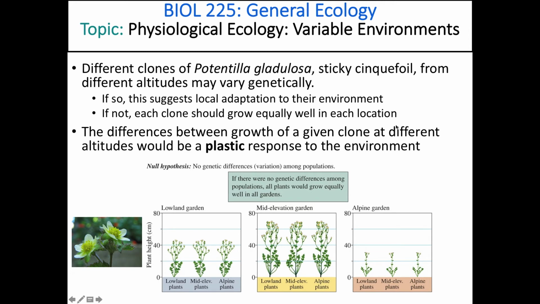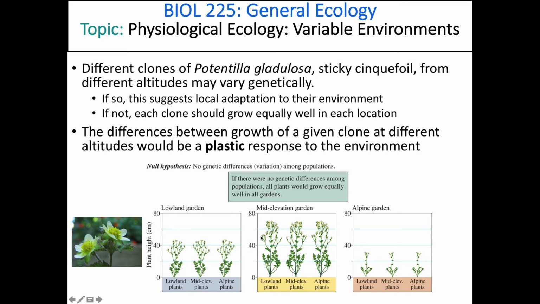And so the experiment here, the null hypothesis, if you're using clones, your lowland plants here, all of them have the exact same genotype. Your mid-elevation plants all have the exact same genotype, and the alpine plants all have the exact same genotype. And so if there's no genetic differences between lowland plants, mid-elevation plants, and alpine plants, you would expect this pattern, where all the plants grow the same way in each garden, okay?